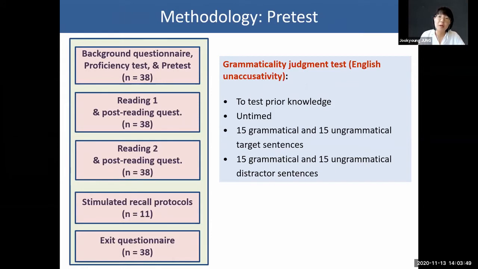And to measure their prior knowledge, before they read the two texts, there was a pre-test, which was conducted using a GJT. It was untimed, but their reaction time was measured because it was conducted using E-Prime. And there were 15 grammatical and 15 ungrammatical target sentences, meaning the sentences constructed with the 15 target unaccusative verbs, and then 15 grammatical and 15 ungrammatical distractor sentences.